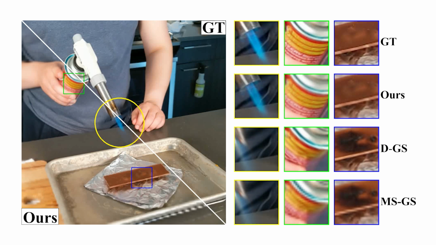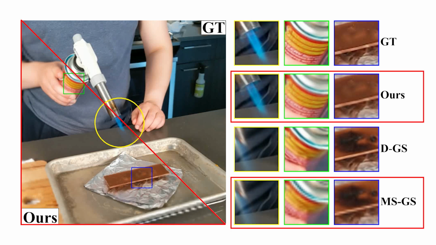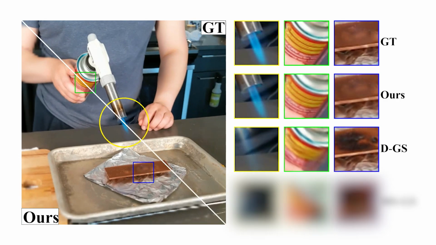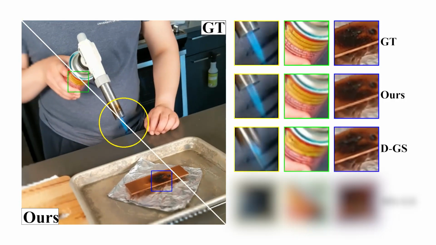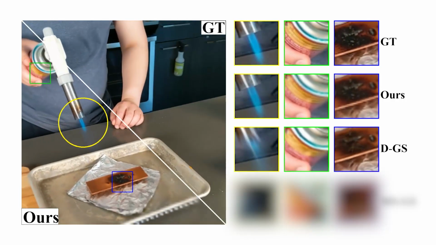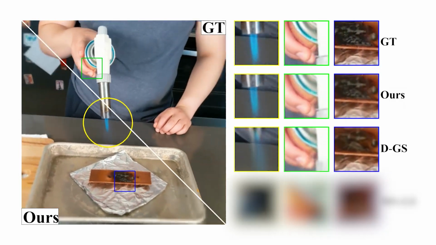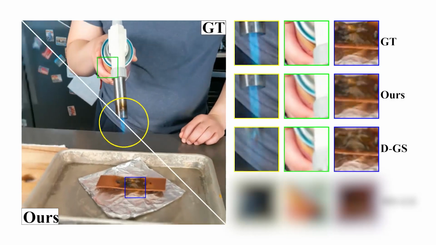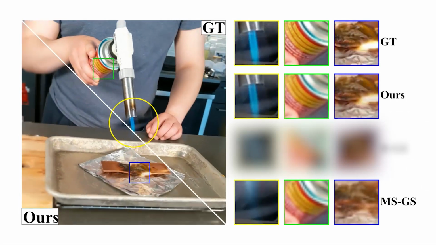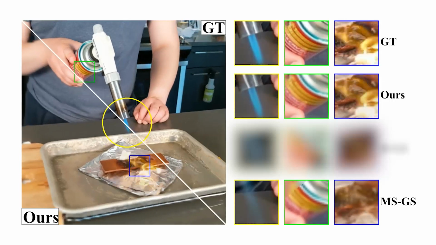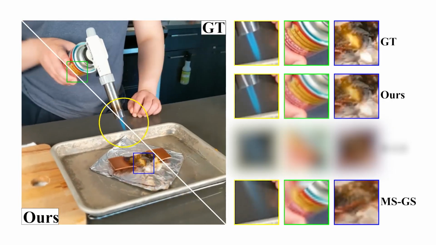In the experiment, we compare our method with the ground truth, DGS, and MSGS. DGS renders full-resolution images. Our method and MSGS render foveated images. Compared to DGS, although our method uses fewer Gaussians for rendering, our results demonstrate higher similarity to the ground truth, such as the blue flame of the blowtorch in the foveal region. Compared to MSGS, our results are closer to the ground truth in both foveal and periphery regions, such as the text on the blowtorch and the flames on the chocolate.